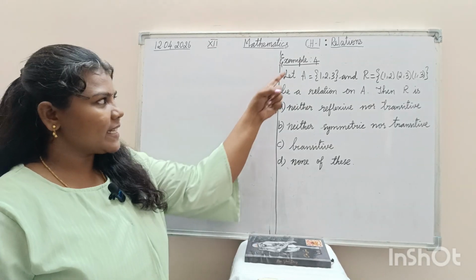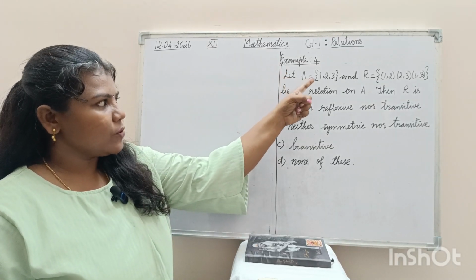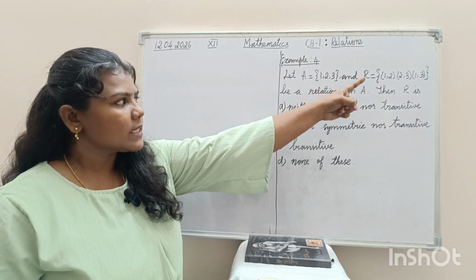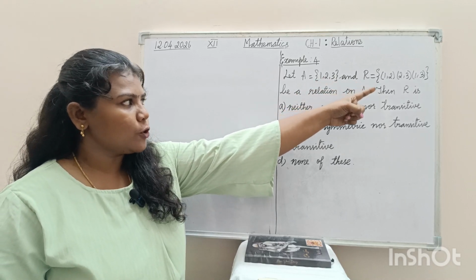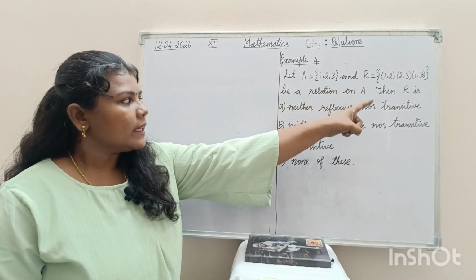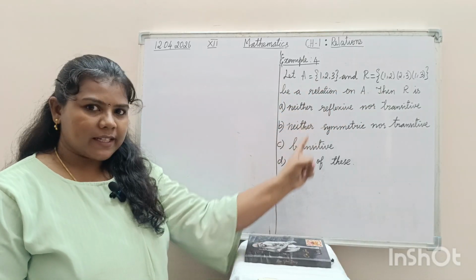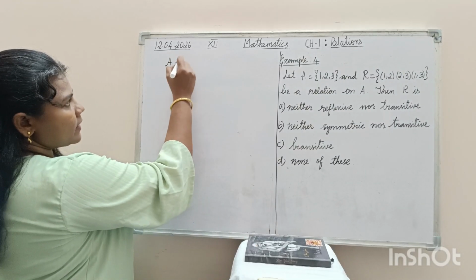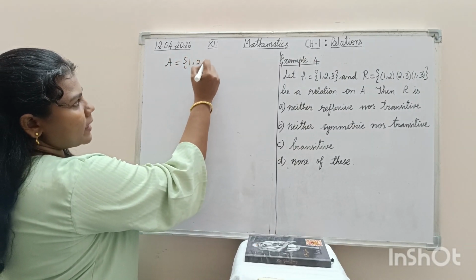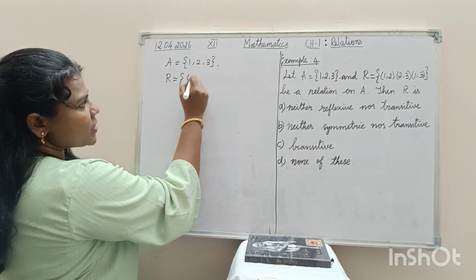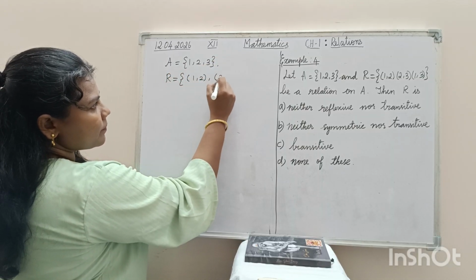Now we move on to example 4. Let A be the collection of elements 1, 2, 3 and R be the collection of all ordered pairs (1, 2), (2, 3), (1, 3), a relation on A. Then R is. Let's find the correct option. First, I consider the set A which contains 3 elements and the relation set R which contains 3 ordered pairs.